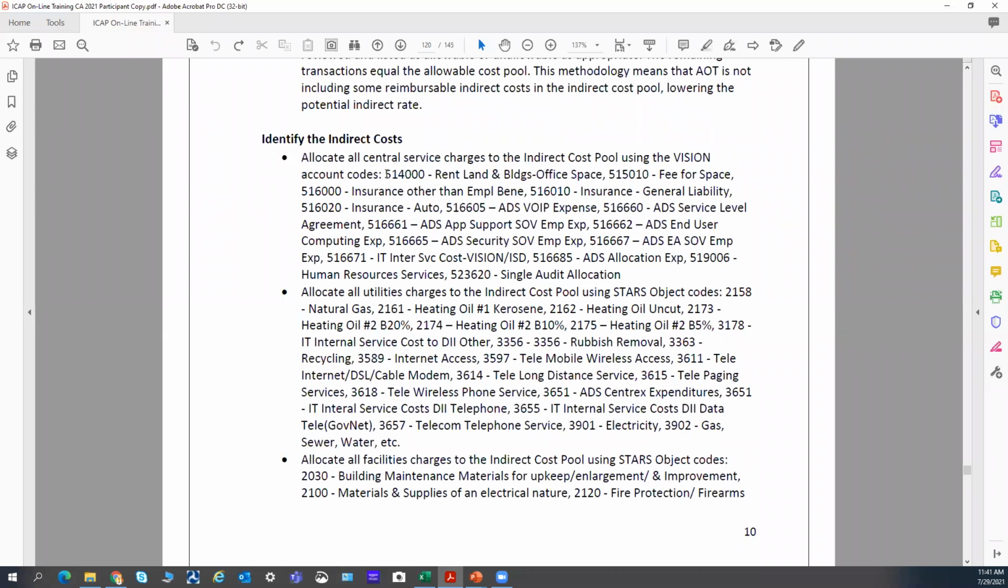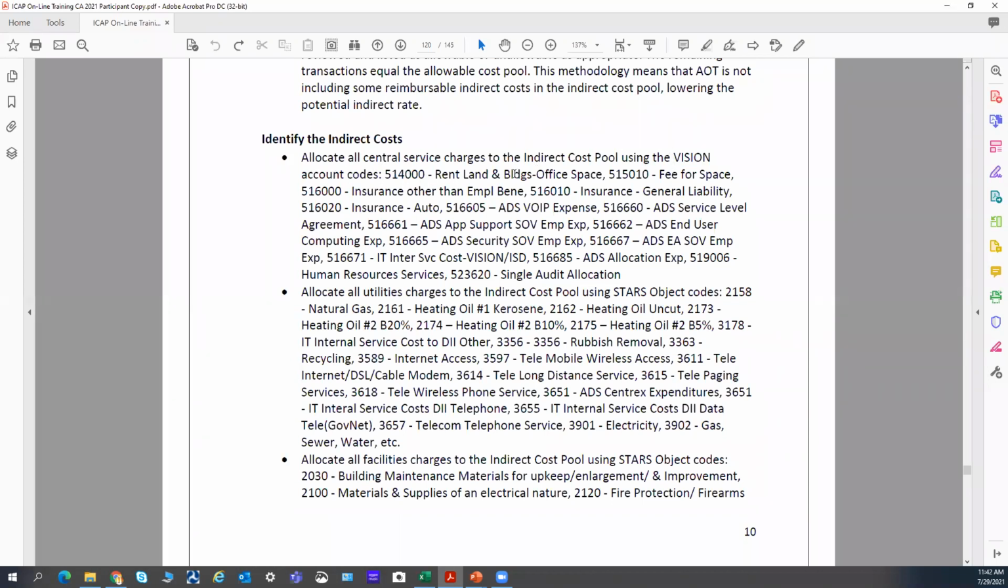Here we have a bunch of codes. When I look at that workbook, I'm going to see these codes. So all the centralized services charges to the indirect cost pool, and Vision is the name of their system. It's STARS or Vision. I think Vision is the state level, and then STARS is actually a sub-application used for the DOT. But you'll see Vision codes and a crosswalk from Vision codes to what they're showing us.